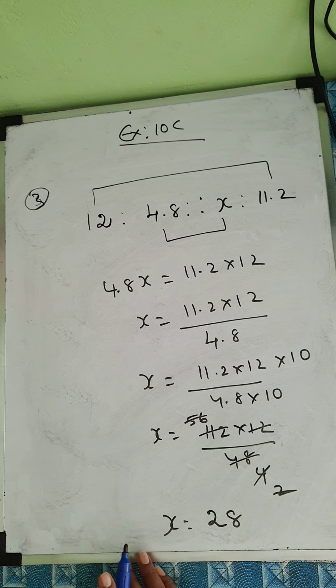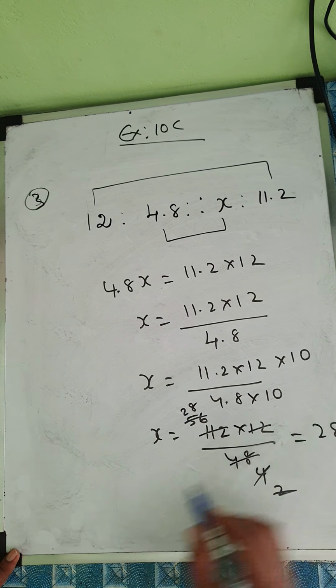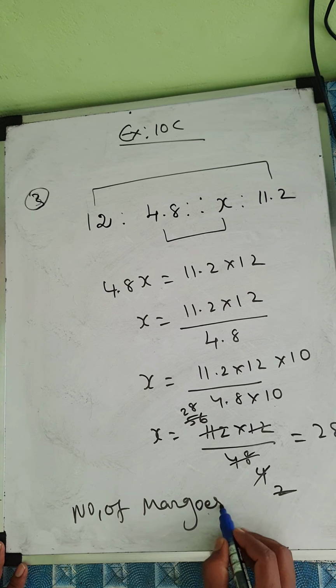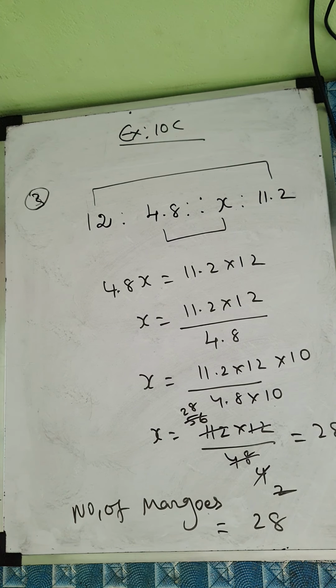We can write the answer here: equal to 28. Therefore, the number of mangoes equal to 28. Okay, so that's over for question number 3. Now we'll go to question number 4.